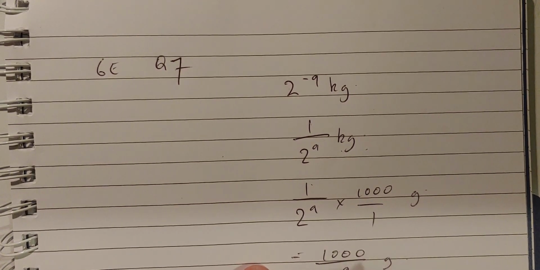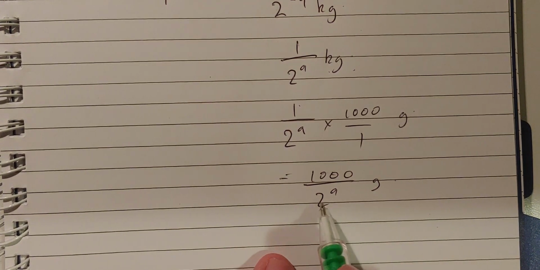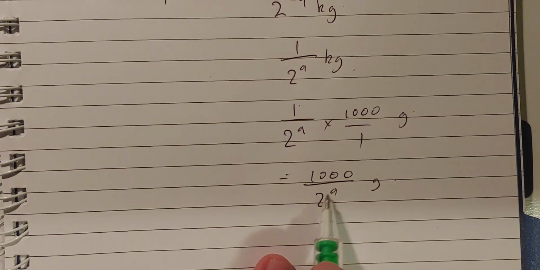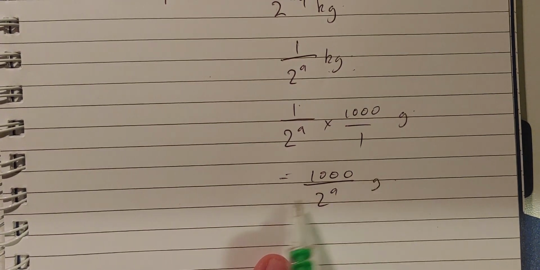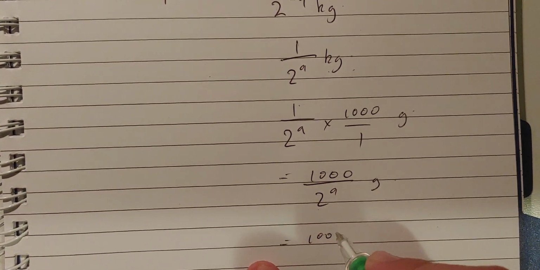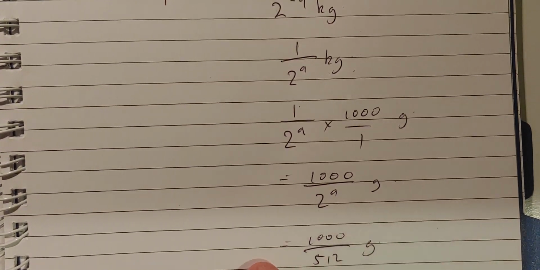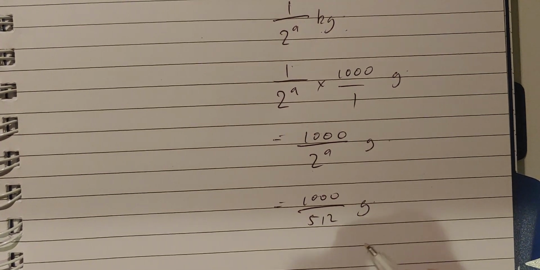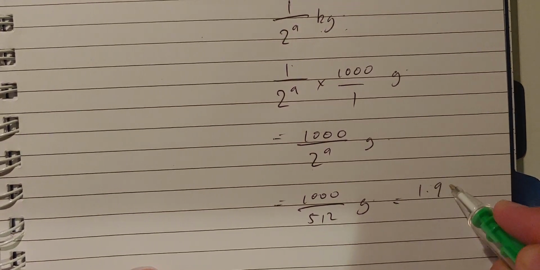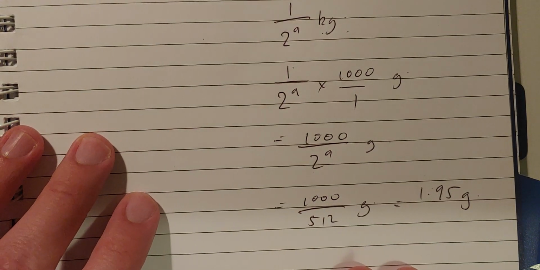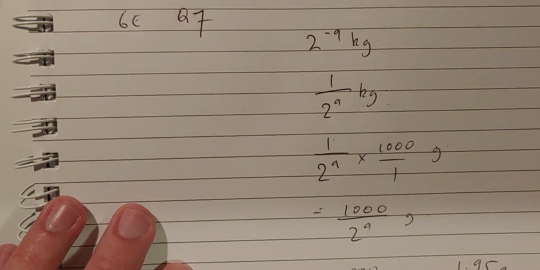2 to the 9, you can usually get there yourself. With 2, it's just like the USB sticks or SD cards. We have 2, then 4, then 8, then 16, then 32, 64, 128, 256, and then 512. So 2 to the 9 is 512, which gives 1,000 over 512 grams. Plug that into your calculator and round to 2 decimal places, and you get 1.95 grams.